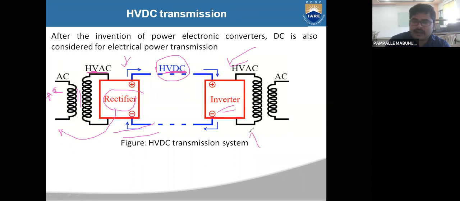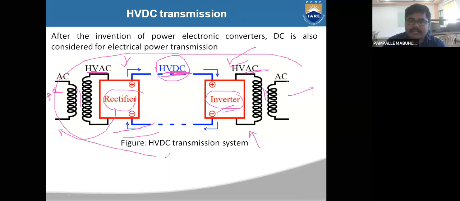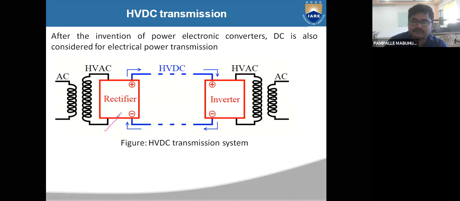Then at the receiving end, you have another substation in which you have an inverter. This inverter again converts the HVDC power to HVAC power, and then by using a transformer, you step down the voltage, and this voltage is given to the consumers. So this is the entire HVDC transmission system. The main components are one rectifier station, one inverter station, and the HVDC line. You can also call it an HVDC link, line or link.